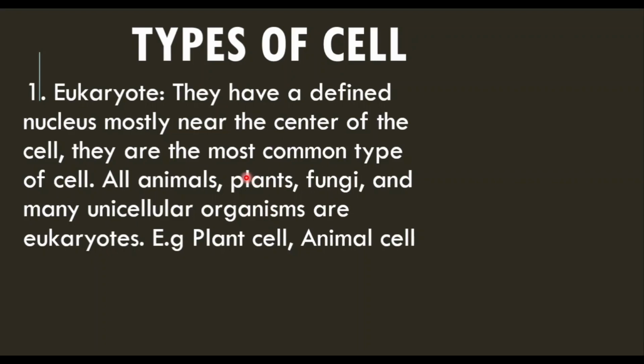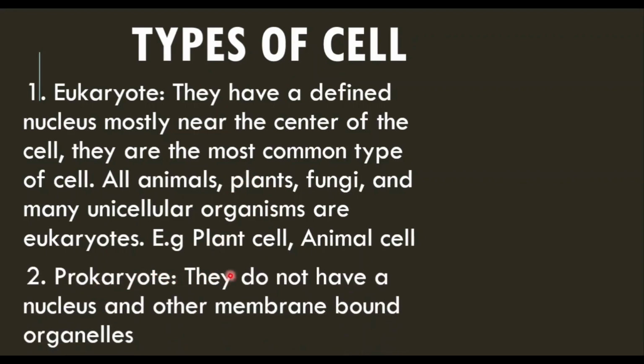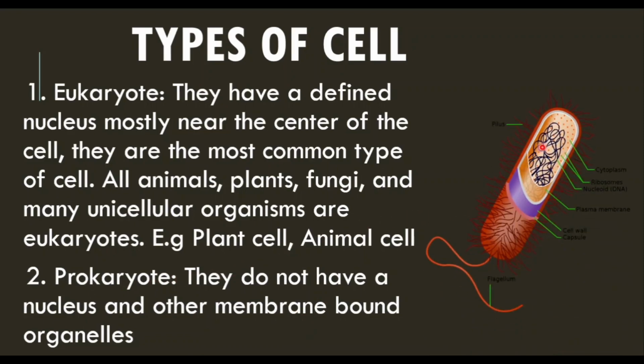While the second type of cell is called the prokaryotes, they do not have a nucleus or any membrane-bound organelles. A diagram of the prokaryotes is this: just a DNA strand in a water-based jelly called the cytoplasm. So this is an example of a prokaryote cell, while eukaryote cell examples are plant cells and animal cells. So let's go into that in detail.